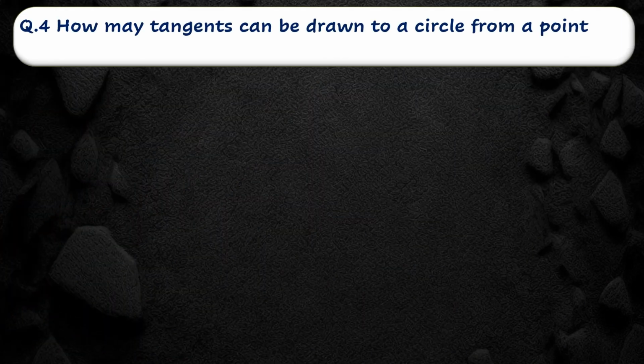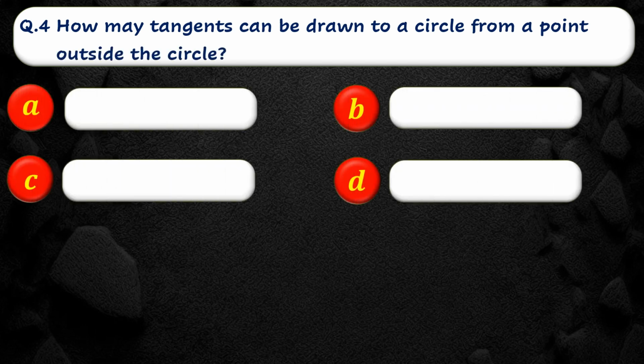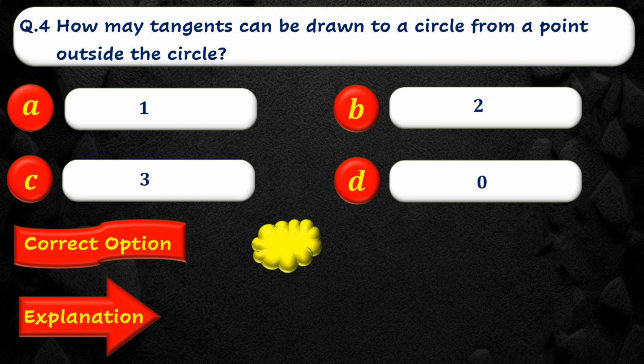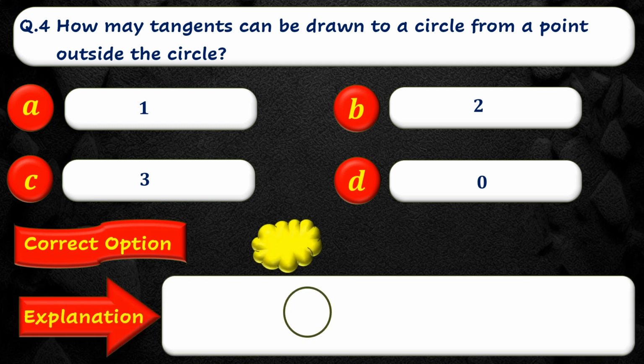Question number 4. How many tangents can be drawn to a circle from a point outside of the circle? And the options are, and the correct option is, we know that only 2 tangents can be drawn from a point outside of circle to a circle. So the correct option is option B.